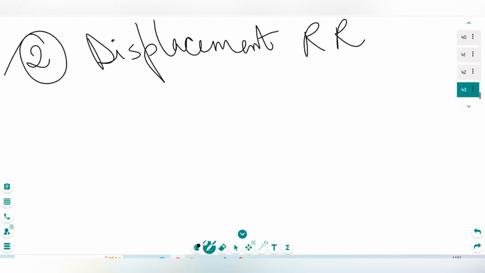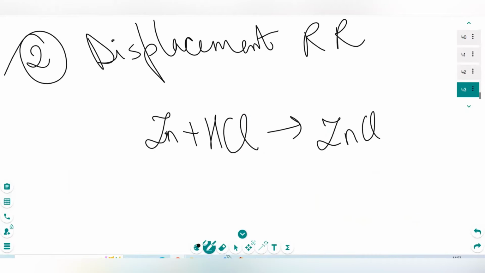So I will again explain the same thing with the older example which we did just now. Zn plus HCl will give ZnCl2 plus H2. So you already know this is 0, this is plus 1, this is minus 1. This was plus 2, minus 1 and 0. Correct? What does the RR stand for? Redox reaction. Displacement redox reaction.